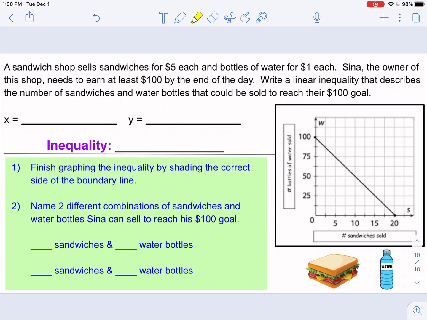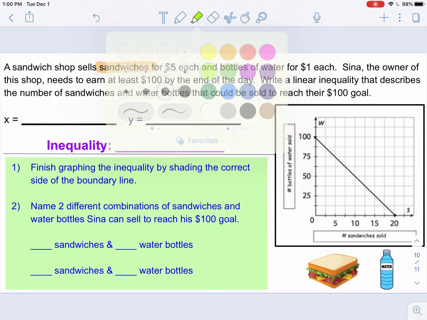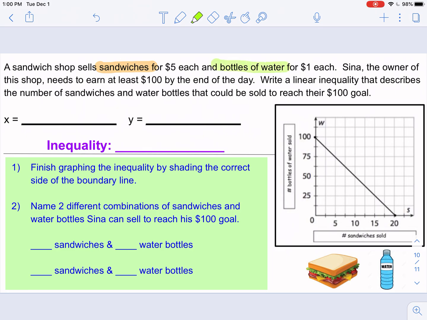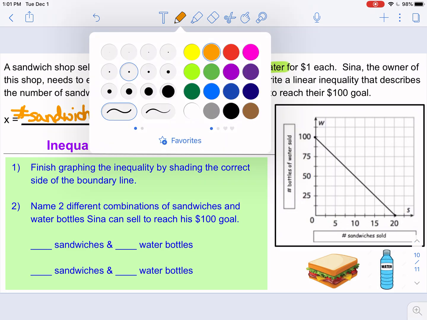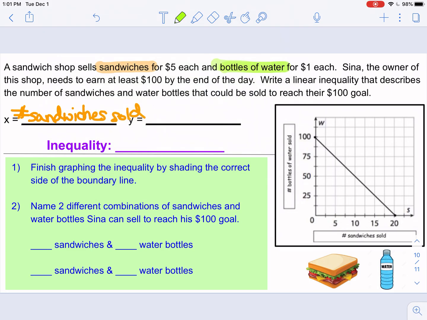So if you notice, we have to decide what x and y are. I have two things that we're selling, sandwiches and bottles of water. I know the prices for each, but I don't know how many are sold. So x is going to be the number of sandwiches sold, and our y is going to be the number of water bottles sold.